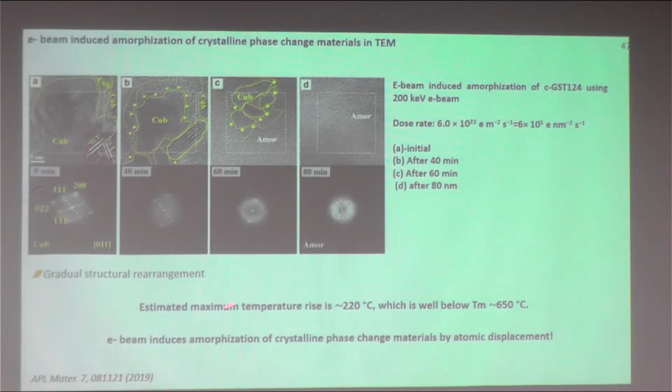They also estimated the maximum temperature rise during this experiment, and they found that it's about 220 degrees C, and this temperature is well below the melting temperature of GST 124, which is in the range of 650 degrees C.